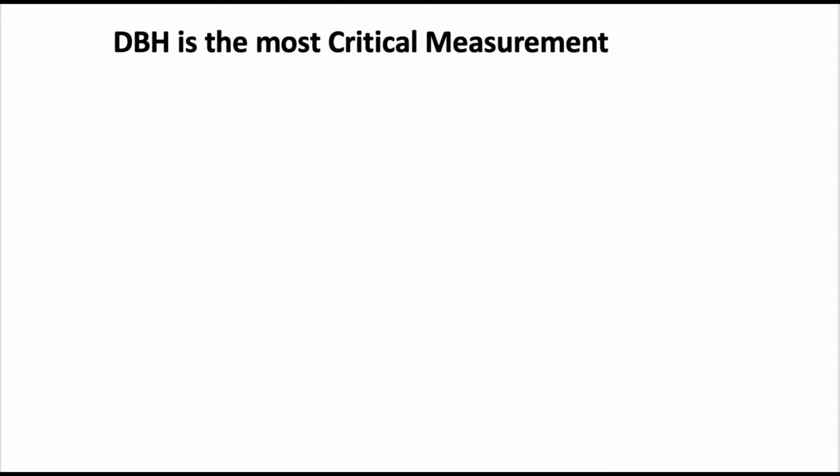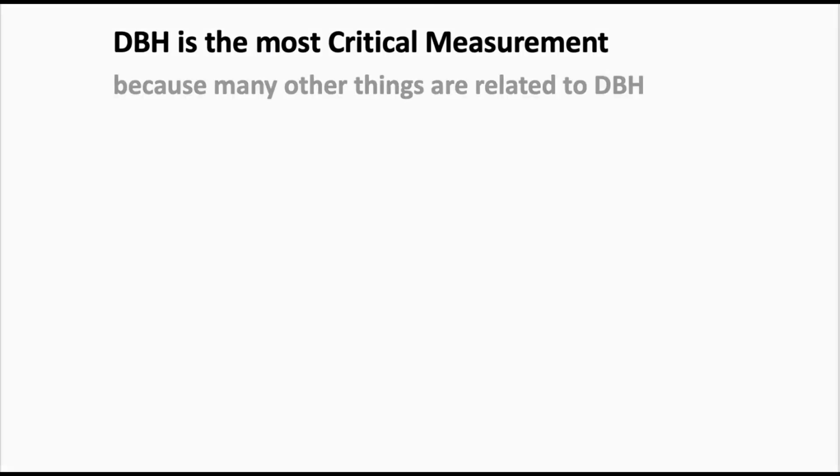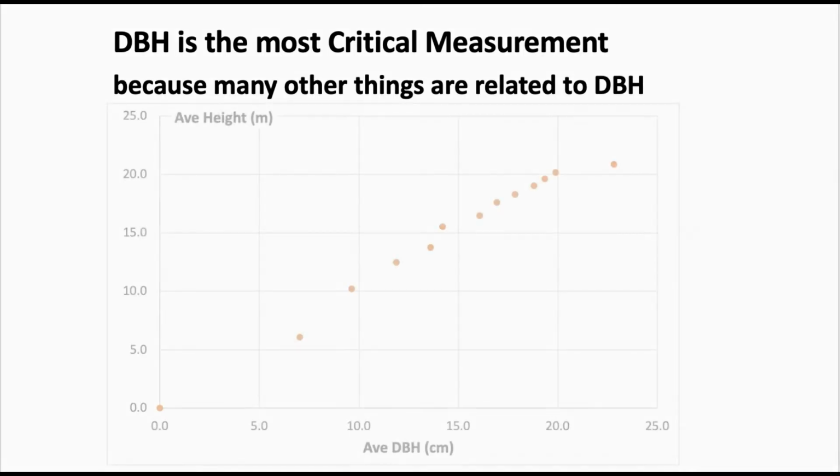Of all those measurements, the DBH is the most critical, because many other things are related to the DBH. This is just from our blue gums, where we've plotted DBH against average height. For the first 10 years, it was virtually a straight line, that the height in metres was the same as the DBH in centimetres. And in the last year, it's gone a little bit off that, but it's a very predictable shape.